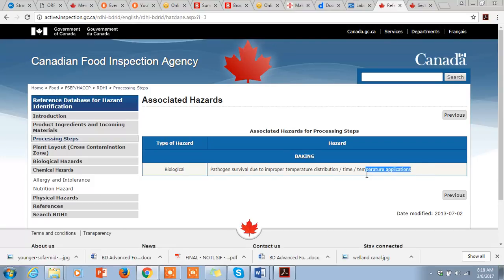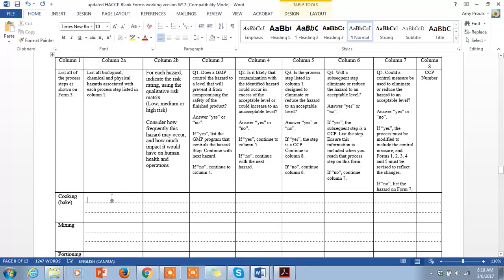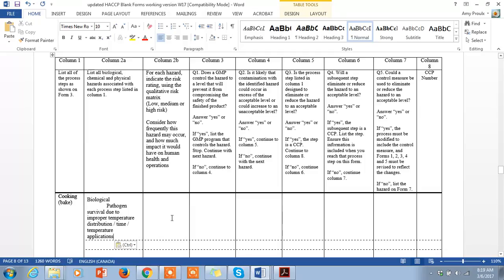There we go. Our associated hazards with baking are going to be biological, pathogen survival due to improper temperature distribution, time, and temperature application. So let's transfer that over to our form. Fortunately, this one is pretty straightforward. There's really only one hazard that's listed here.